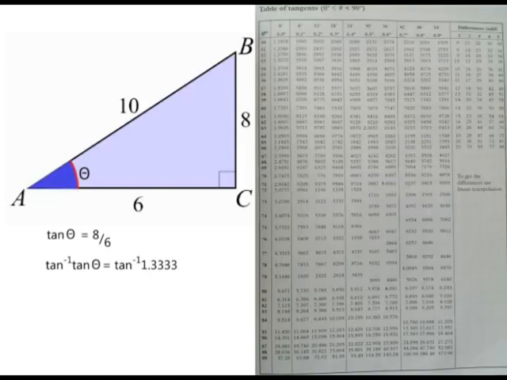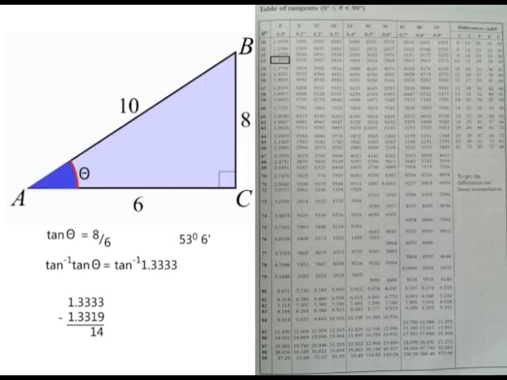From the table, we look for 1.333, or if it's missing, we look for the nearest smaller number. From the tables, the nearest number appears to be 1.3319, and that matches with 53 degrees and 6 minutes. But we had 1.3333. We get the differences between the numbers. 1.3333 minus 1.3319 gives us 0.0014.